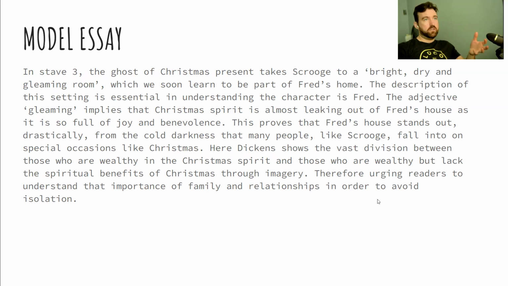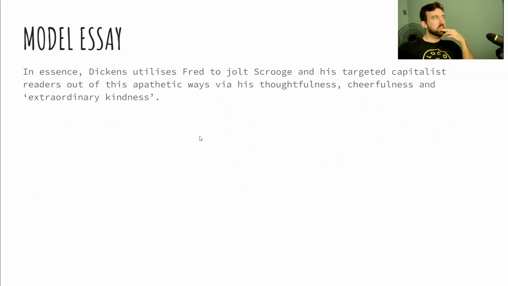Same as a lot of the essays that we've been going through, not just for Christmas Carol, but for other things too. And then we have just a teeny little conclusion. "In essence, Dickens utilizes Fred to jolt Scrooge and his targeted capitalist readers out of this apathetic ways via his thoughtfulness, cheerfulness, and extraordinary kindness." This doesn't add anything really. The conclusion here doesn't really add any marks. It's just some extra words. It's a bit like the introduction.